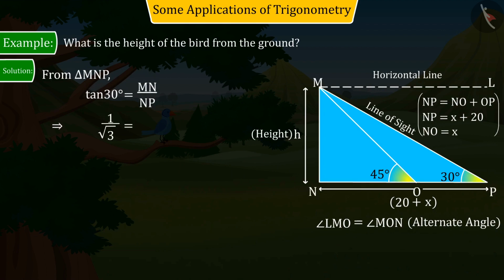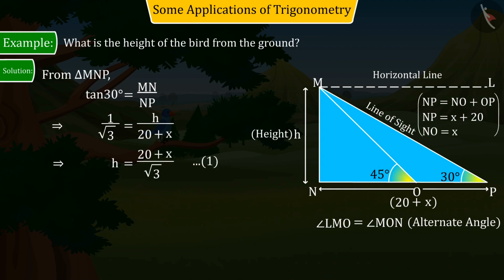On substituting the values of sides MN and NP in tan 30 degrees and solving it, the value of h is obtained as (20 plus x) by square root of 3, which is not a complete solution because here the value of x is unknown. Let us represent it by equation 1.